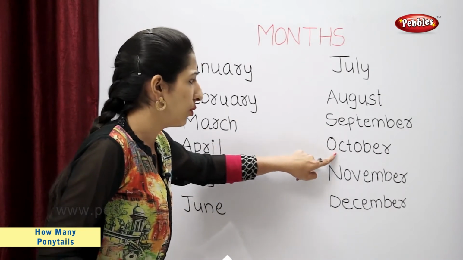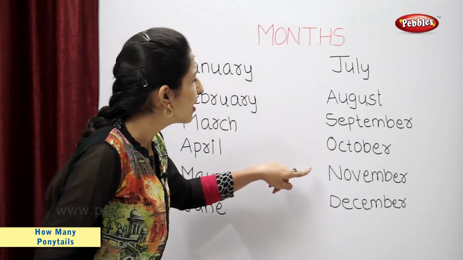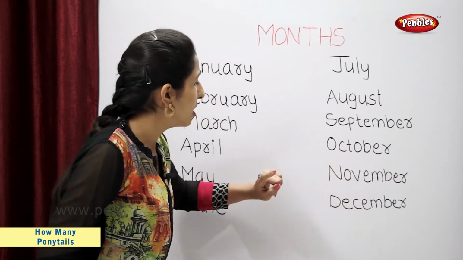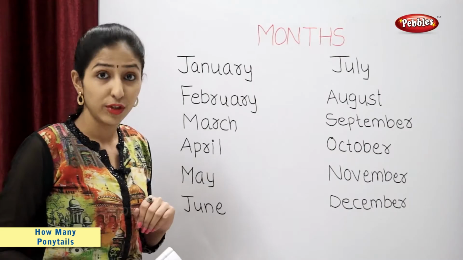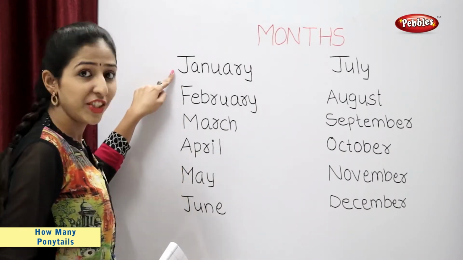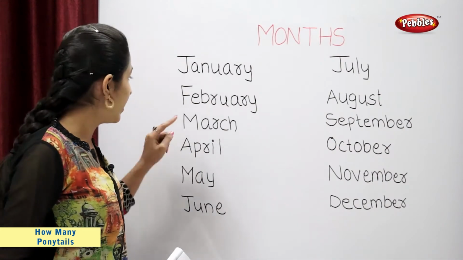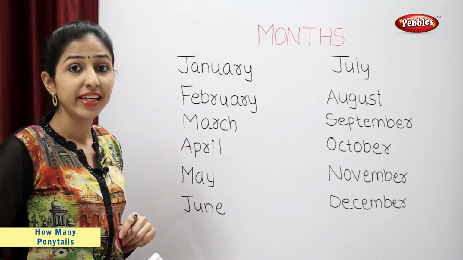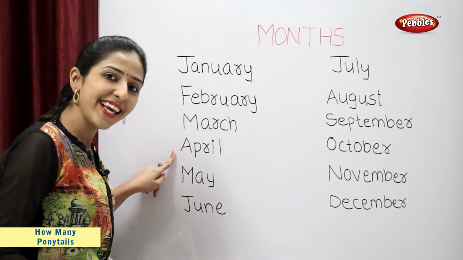O, October. Only October. N for November. D for December. So there are 3 months starting with letter J. There are 2 months starting with letter M. And there are 2 months starting with letter A.